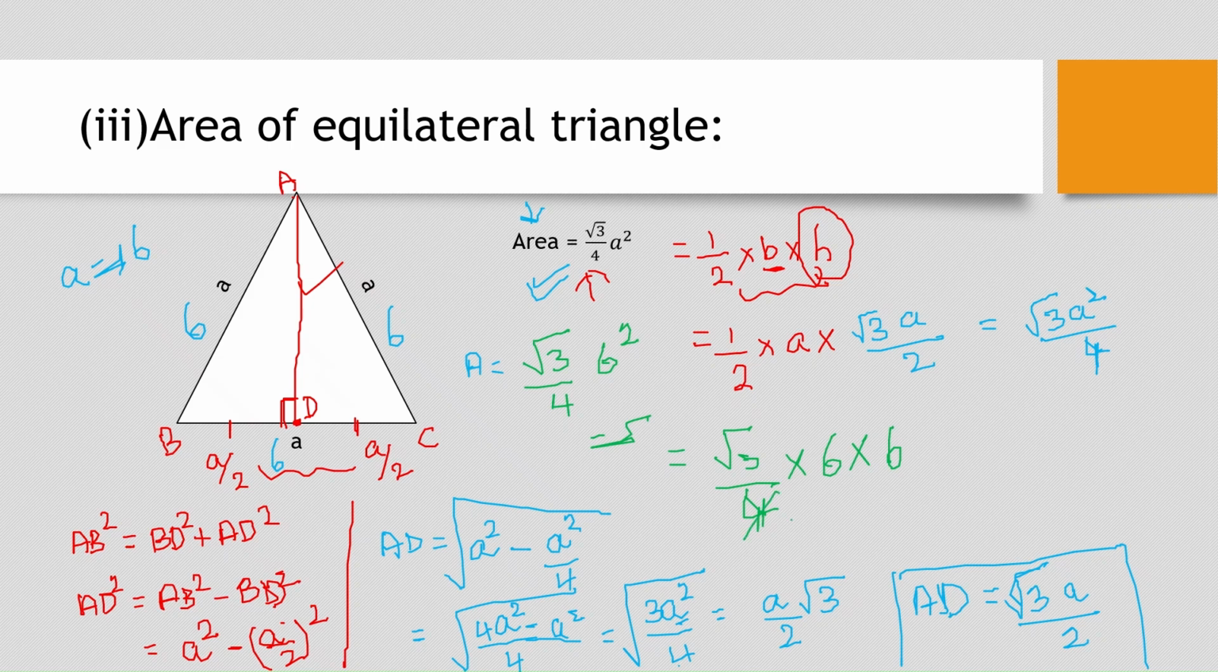2 fours are 4, and 6 will go, right? 2 twos are 4, and this is 3 times, and again 2 ones are 2, this is 3 times. So 3 into 3 is 9, and root 3 is still there. So 9 root 3 centimeter square, because the area always needs to be in a square unit. Yes, we'll move on to the next method.